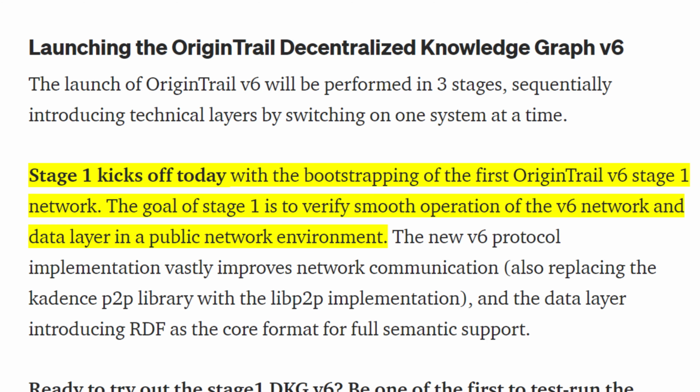With bootstrapping the first OriginTrail V6 Stage 1 network, the goal of Stage 1 is to verify smooth operation of the V6 network and data layer in a public network environment. Branimir did state that the testnet had been running in private environments for some time, so now basically we're just getting it out there. So what exactly will we be doing in stage 1?